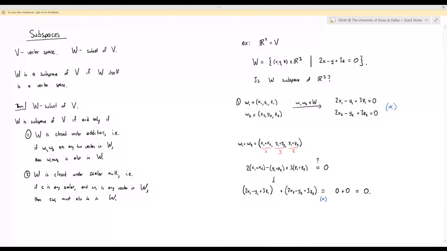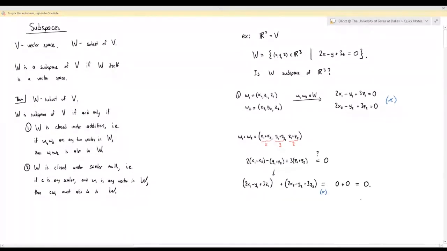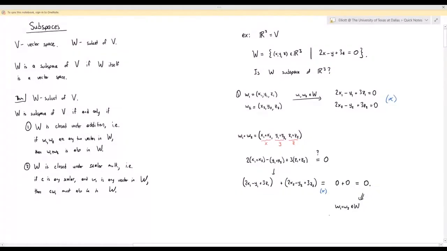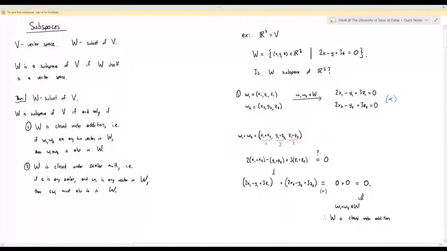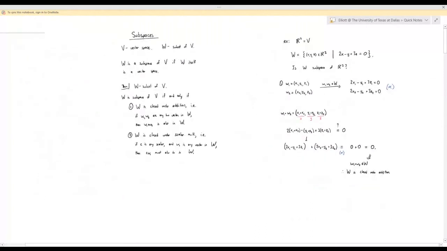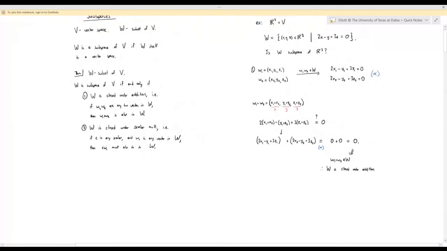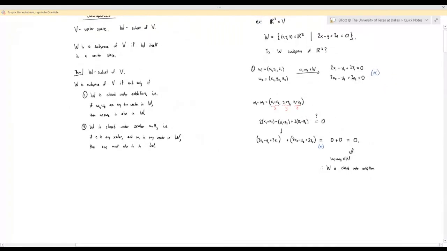And so that proves that the set W is closed under addition. The sum is also in W, and therefore you can say W is closed under addition. Now that's not enough to conclude that W is a subspace though. To prove that W is a subspace, you also have to show that it's closed under scalar multiplication. So we'll take a look at that part next.